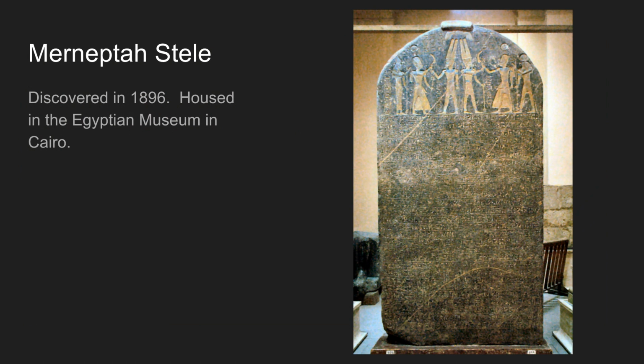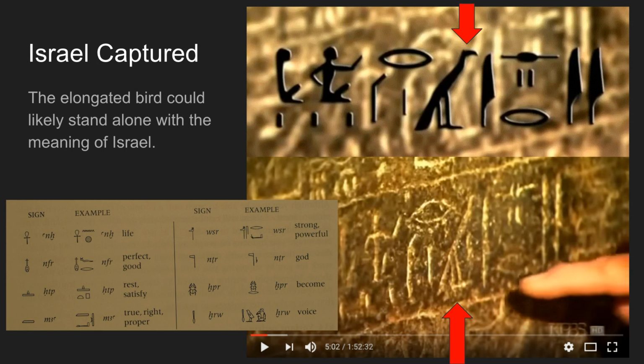Now let's take a look at the Merneptah Stele. Now, back in 1896, the Merneptah Stele was discovered underground. It is currently housed in the Egyptian Museum in Cairo. There are not very many places in all of the ancient Egyptian writings that include the name Israel. However, this is one of them. It might be the only one, in fact.